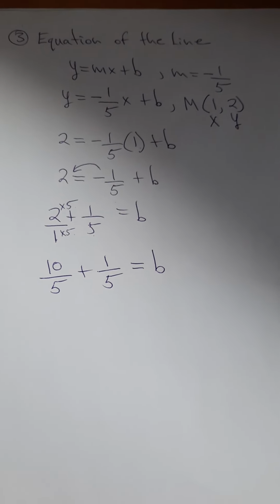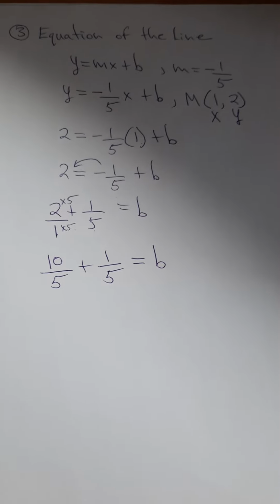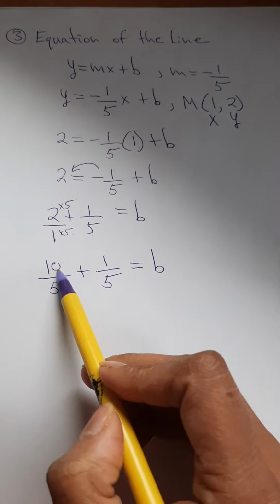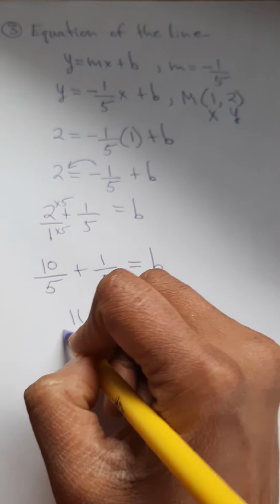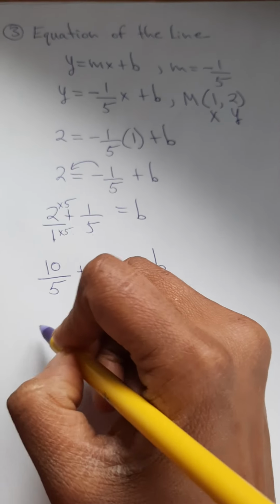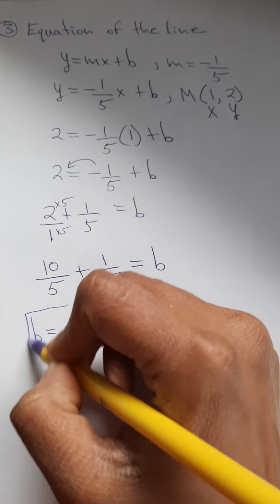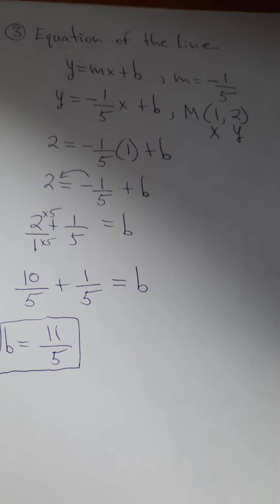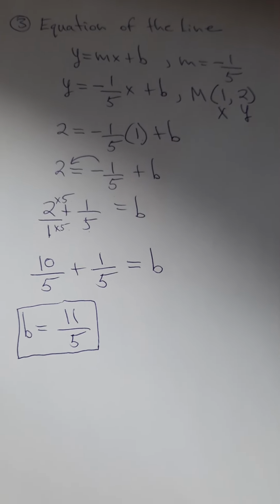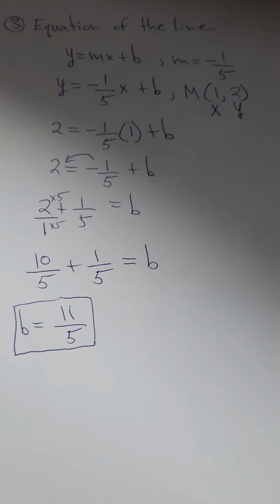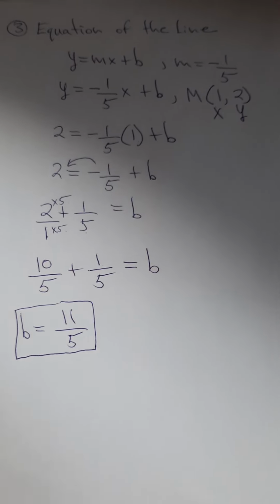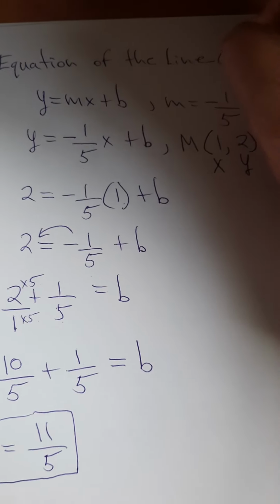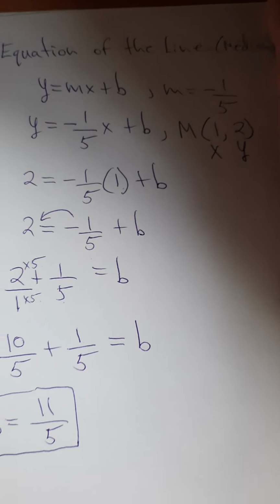Now I have a common denominator here, so we can just add the numerators together. I'm doing 10 plus 1 here, 11 over 5. That's what b equals, 11 over 5, just like this. Everyone sees that? This is the third step and the final step when you're looking for the equation of the line, or we should put maybe the equation of the median in this case.